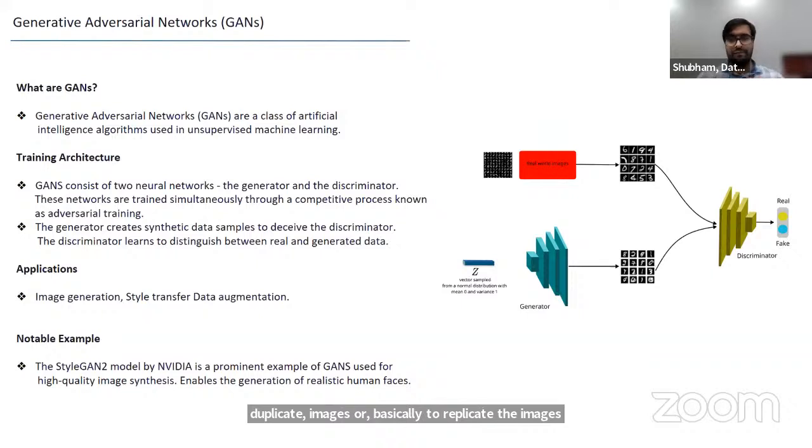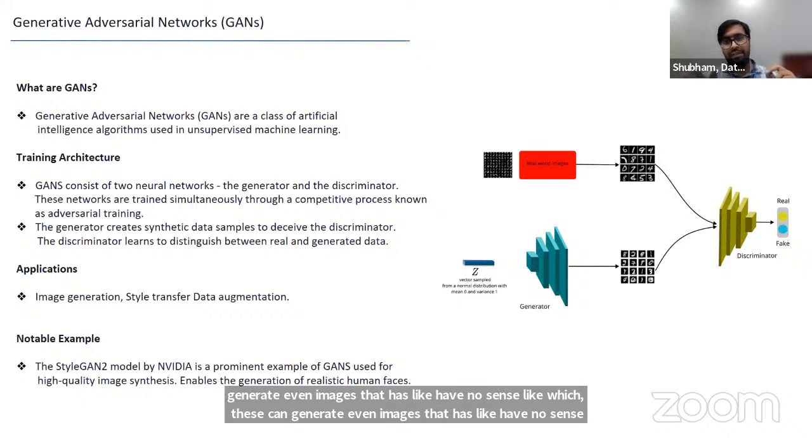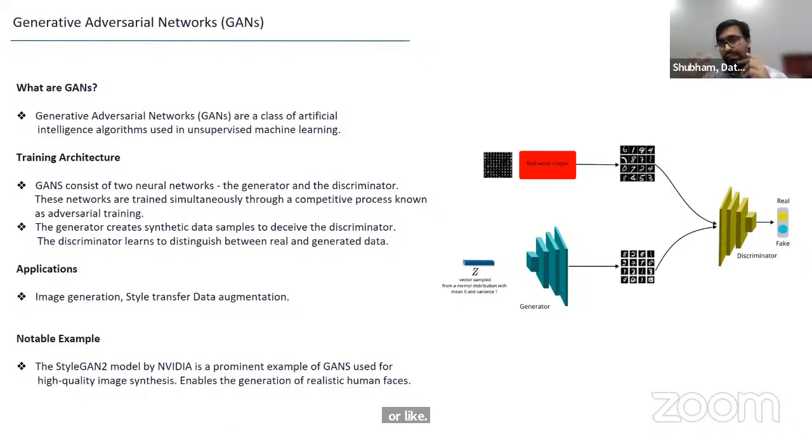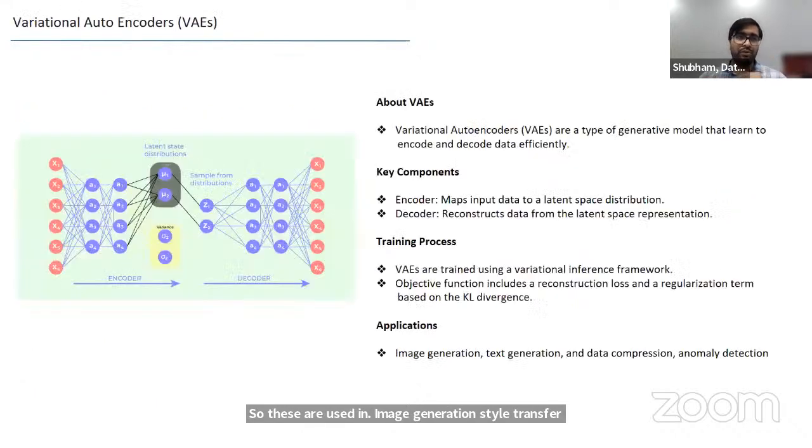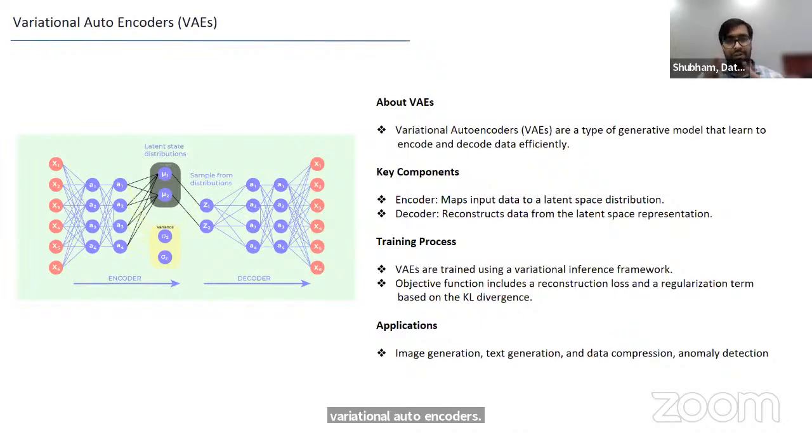These can even generate images that have no sense or do not have any meaning, like they can put the nose at the place of eyes and eyes at the place of nose. Through this competitive process, the generator and discriminator get trained. These are used in image generation, style transfer, data augmentation. Second, when we go to variational autoencoders, first of all, let's understand what autoencoders are.